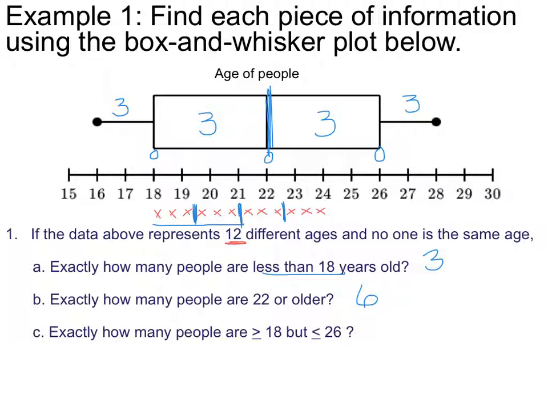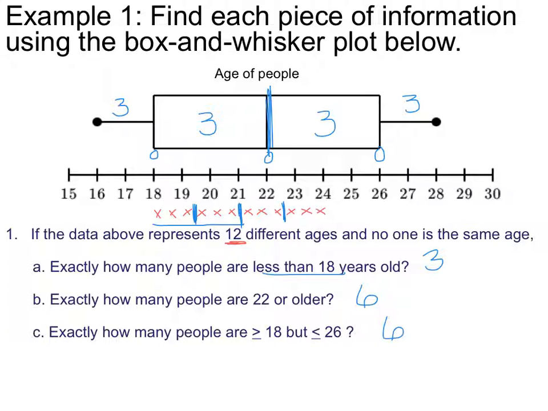And then exactly how many people are greater than or equal to 18 but less than or equal to 26? That includes quartile 1 and quartile 3 and everything in between. But again, we've got no one at quartile 1 and 3, so that's only going to be the 6 people within that box area. So that would answer this.